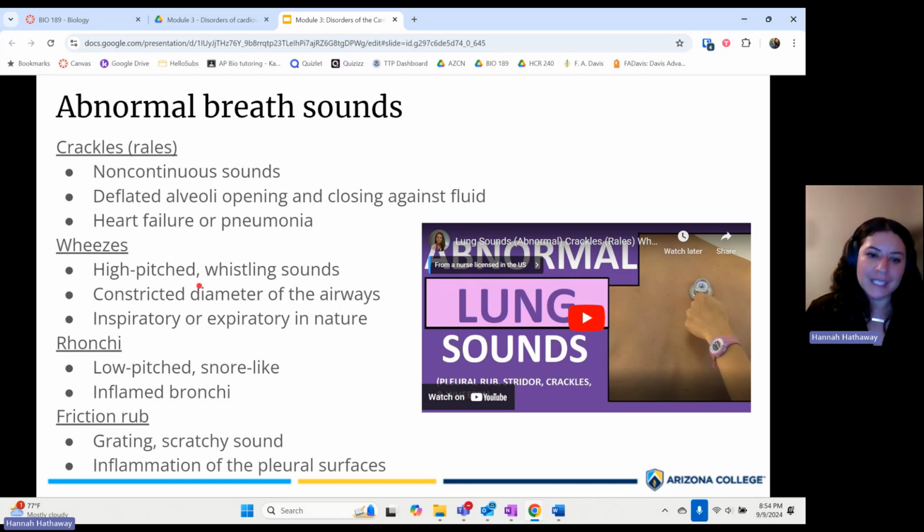Wheezes, that's like a high-pitched whistling sound. That's usually due to the diameter of the airway having been narrowed. So that would be due to like inhaling something, getting something stuck in there. Rhonchi, low-pitched snore-like, that's often due to inflammation, and then friction rub, grating, scratchy sounds, inflammation of the pleural surfaces.